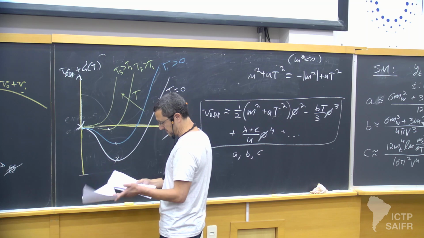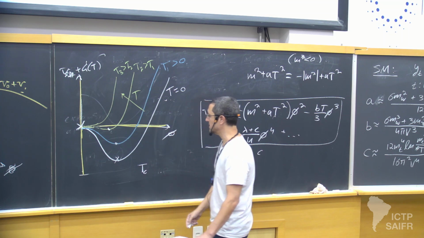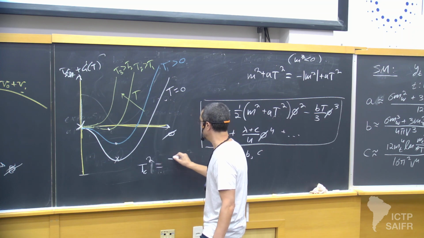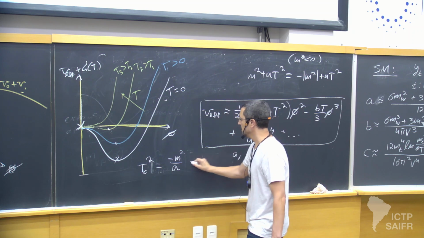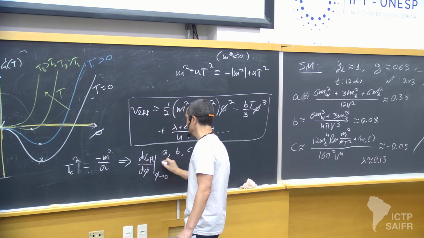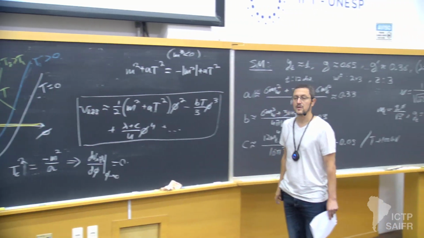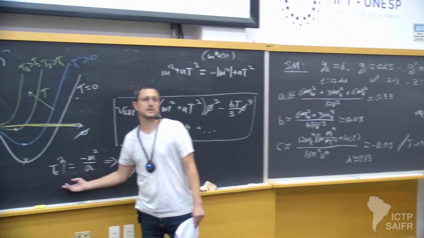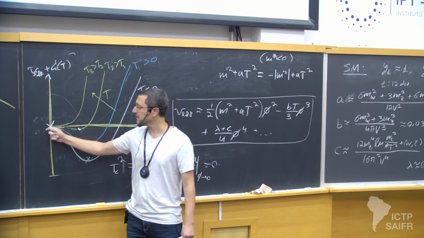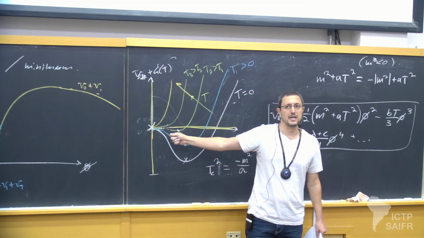How did I call this temperature? Well, to make life nice, let's call it T critical. There will be a critical temperature when that is equal, so T critical squared is minus m squared over a. At this temperature, dV effective by d phi at phi goes to 0 becomes the global minimum in this region. This is the temperature that you would roughly associate to this phenomenon of symmetry restoration. At a smaller temperature than this, the minimum is somewhere further to the right. At a larger temperature, the potential will just go on increasing as T goes on, and the origin remains stabilized.